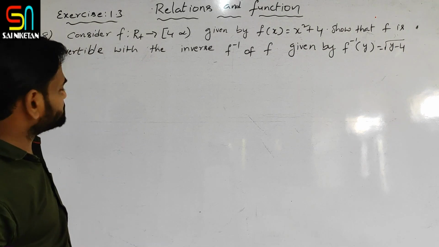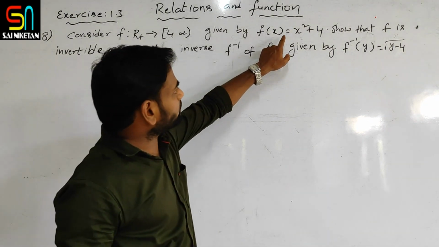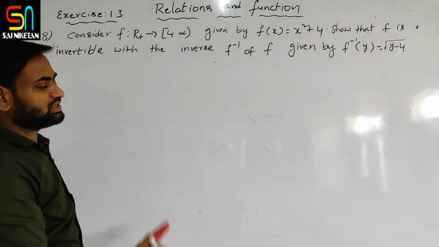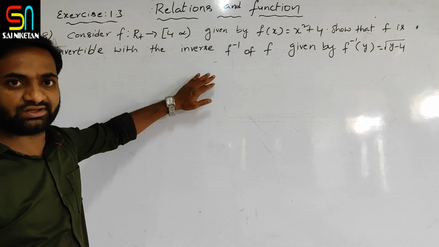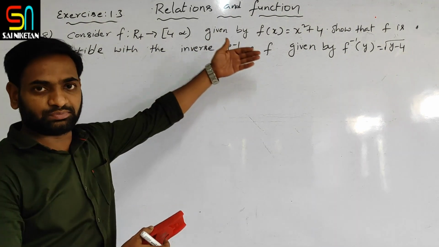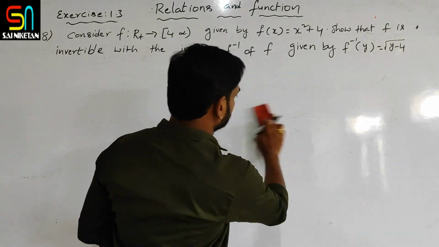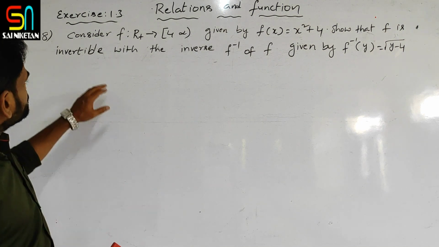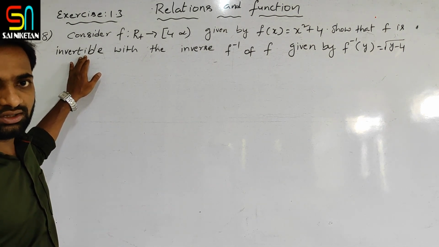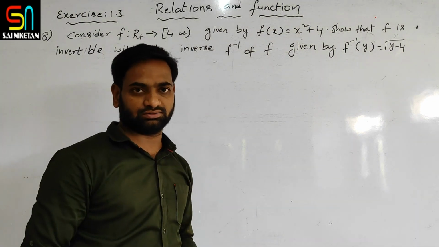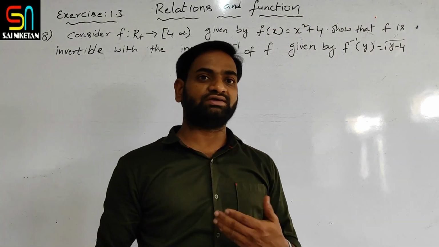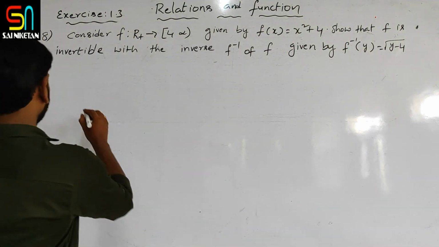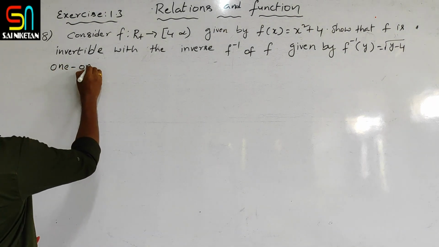Coming to the next one, the 8th. Now the given function is x square plus 4. We have to prove this is invertible and we have to find the inverse also. Same as the previous problem, and this problem is also for 5 marks in the board exam. Now see here. To show the function f is invertible, first we have to check whether it is bijective or not. How to check bijective? We have to check it is 1-1 and onto. That's why I am taking 1-1 first.